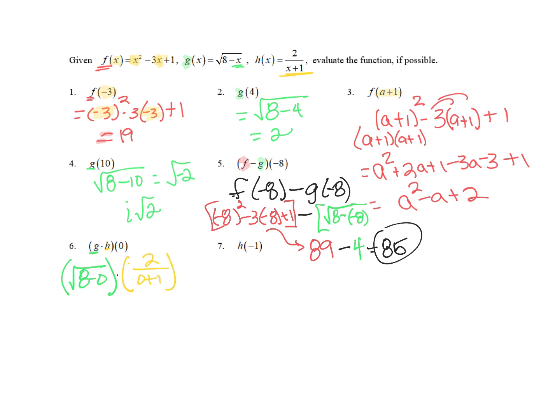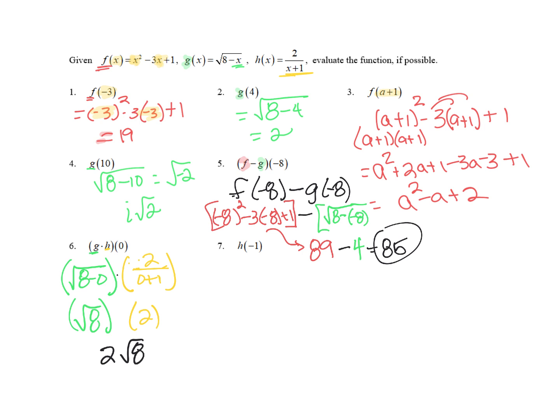So this is multiplication. Well, what is the square root of 8 minus 0? Well, the square root of 8 minus 0 is the square root of 8. And what is 2 divided by 0 plus 1? Well, 2 divided by 0 plus 1 is just 2. So when I multiply those results together, I'm going to get 2 square root of 8.